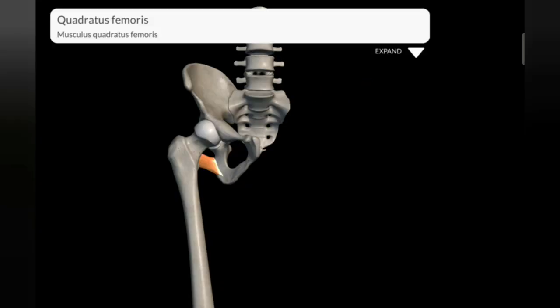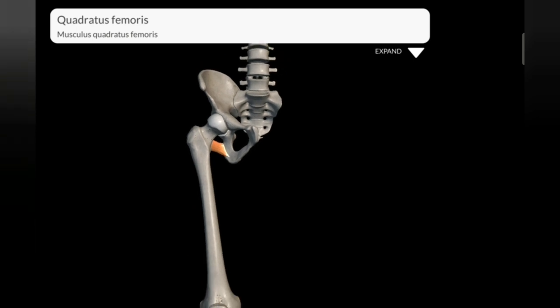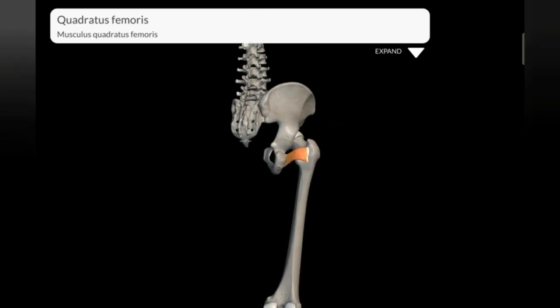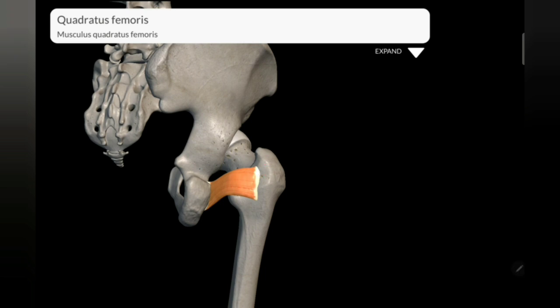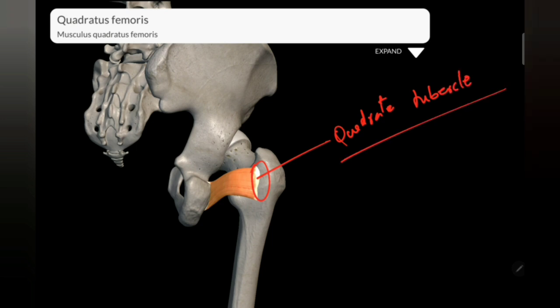Now next we have the quadratus femoris. So we say that there is an insertion of quadratus femoris, here you can see, and this is taking place here, which has the quadrate tubercle. So at the quadrate tubercle only, the insertion of the quadratus femoris is taking place, okay? You can see here.